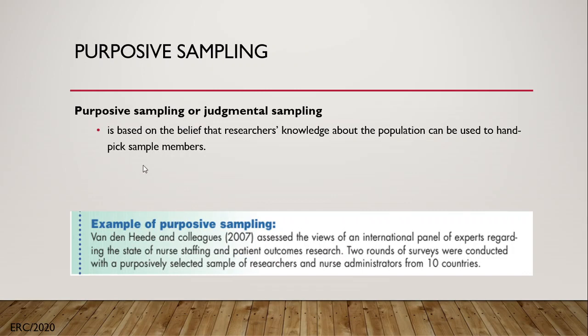Okay, purposive sampling, or what we call judgment sampling, is based on the belief that the researchers' knowledge about the population can be used to handpick some sample members.